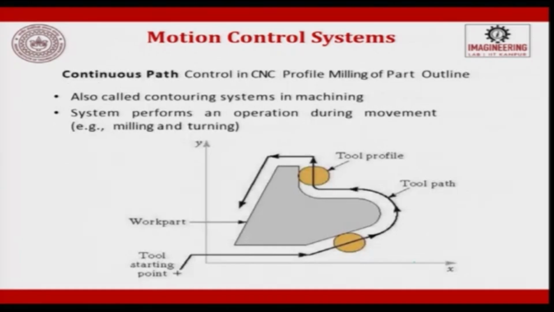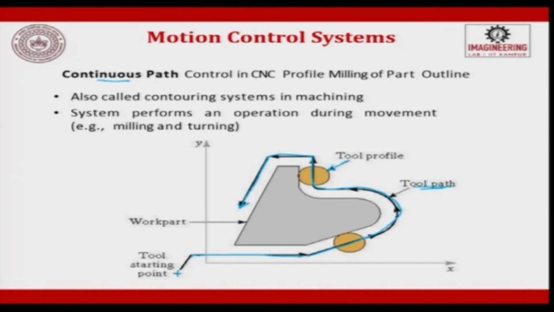When we talk about continuous path systems, this is the control in CNC profile milling of the part geometry. It is very clearly said that if you want to machine the part, the cutter has to start from here, go along this line, then make this taper, then take a radius, then go along this line, make a straight line and then come back. Here, this is the tool path which is getting generated, and this is the tool which moves along the given profile.